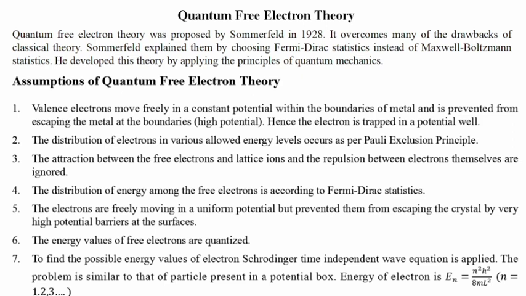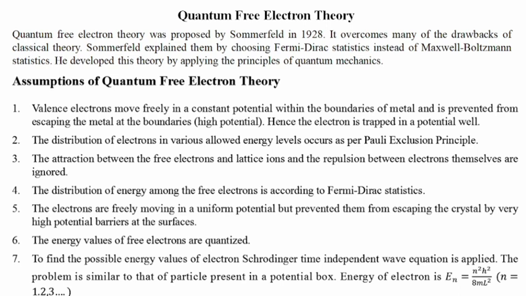He developed this theory by applying the principles of quantum mechanics. So, what are the assumptions of quantum free electron theory? This theory is just like a particle trapped in a 1D potential well. That means the valence electrons move freely in a constant potential within the boundaries of the metal and are prevented from escaping the metal at the boundaries because it has infinite potential at the boundaries. Hence, the electron is trapped in this potential well.